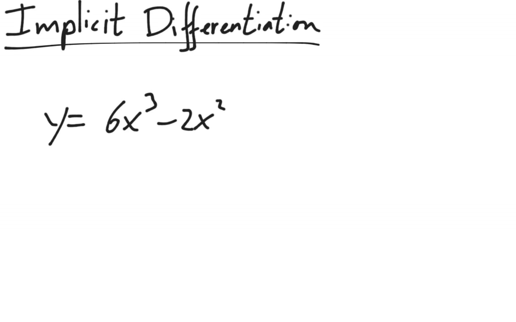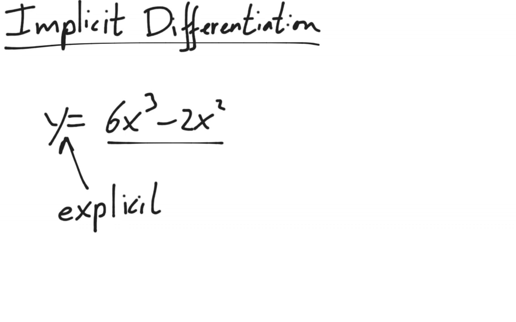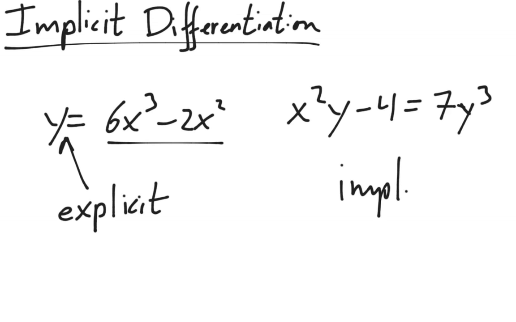This equation here is called an explicit equation, mainly because y is by itself and it's defined in terms of x. And we're going to compare this to what's called an implicit equation, which looks more like this, like x squared y minus 4 equals 7y cubed. That's an implicit equation.